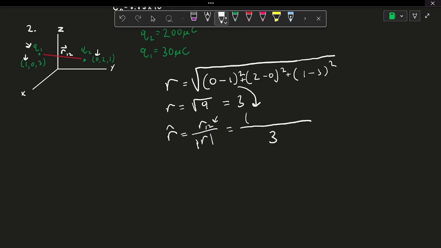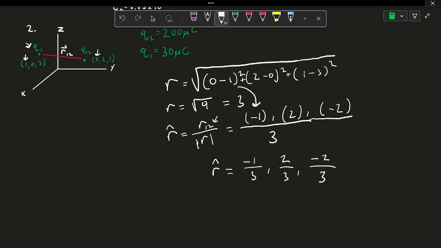So it's going to be 0 minus 1, which is negative 1, plus 2 minus 0, which is 2, plus 1 minus 3, which is negative 2. And these really should be commas, because we're not going to be adding them. So this is going to give us an r hat of negative 1 over 3, 2 over 3, and negative 2 over 3.